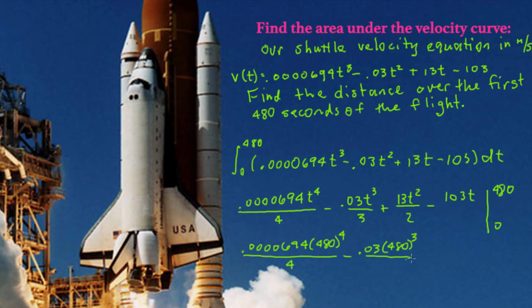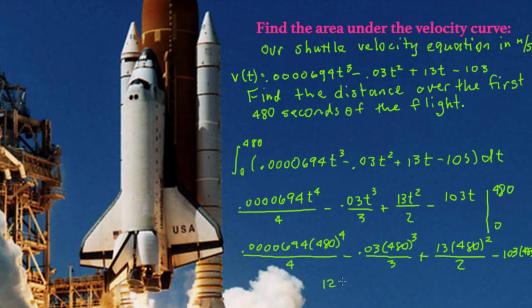And what you're going to discover after you do this is the amount of meters of distance that the space shuttle covered during the first 480 seconds of flight. And these are vertical meters, not necessarily horizontal. Okay? So there you go. There's the whole problem right there.